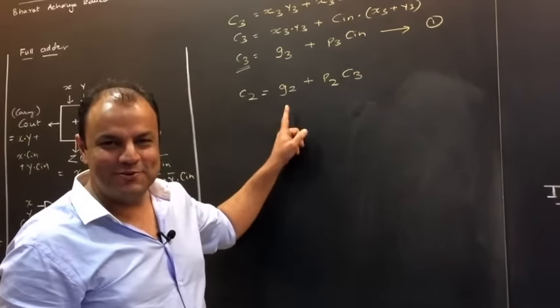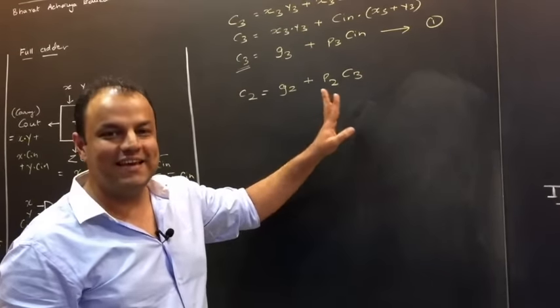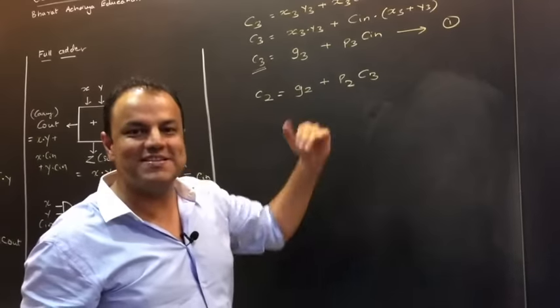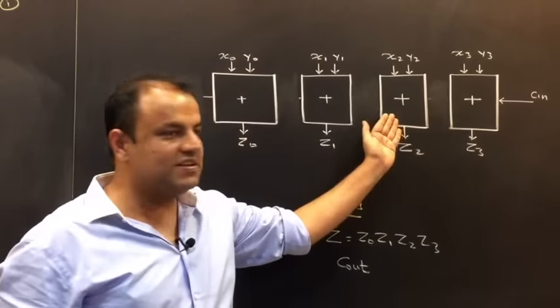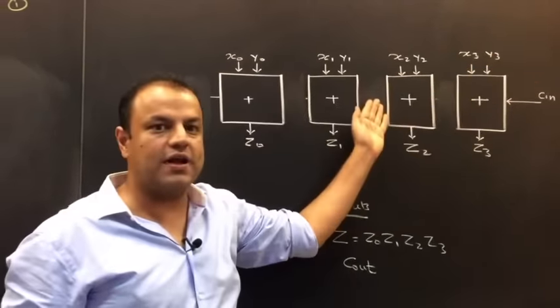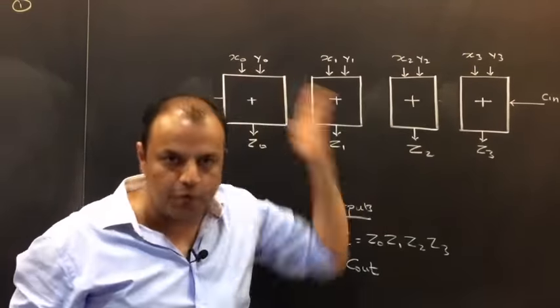C2 is G2 plus P2 C in. What is C in for this stage? C3. For the earlier stage the carry input was the original carry input. For this stage the carry input is not the original carry input. The carry input is C3. This was the whole problem, right?